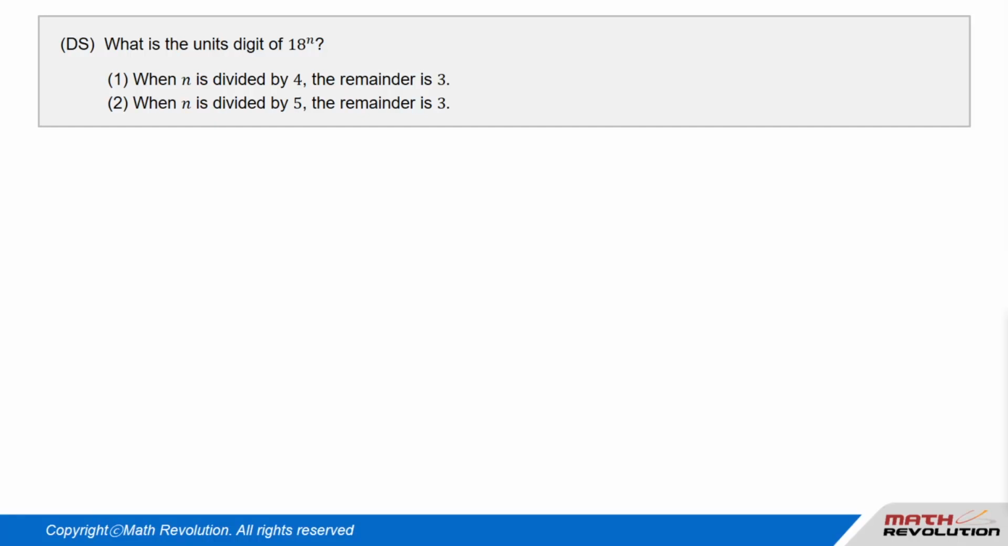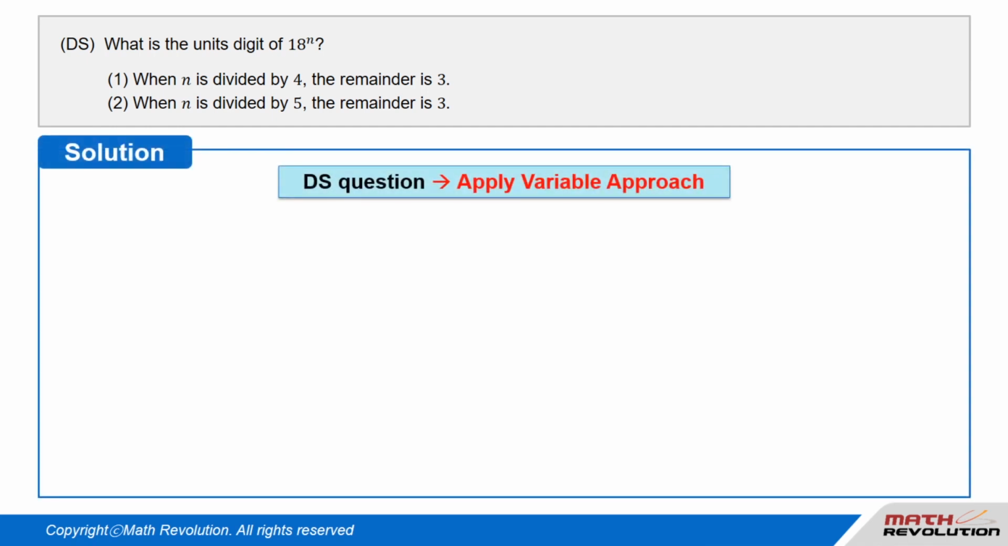Question. DS. What is the units digit of 18 to the power of n? Condition 1. When n is divided by 4, the remainder is 3. Condition 2. When n is divided by 5, the remainder is 3. Solution. Let us solve this DS question using the variable approach.